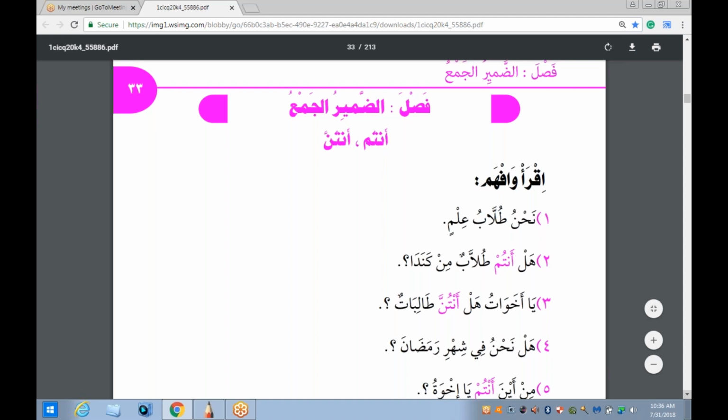Hal antunna. What does antunna mean? Feminine. You, feminine. We have antum and antunna. It has a shadda on it. Don't say antun, no. Antunna. Antunna has a shadda on the noon. Okay? We have returned back to our sentence. What does this sentence mean? Ya akhawatu. Hal antunna talibatun.